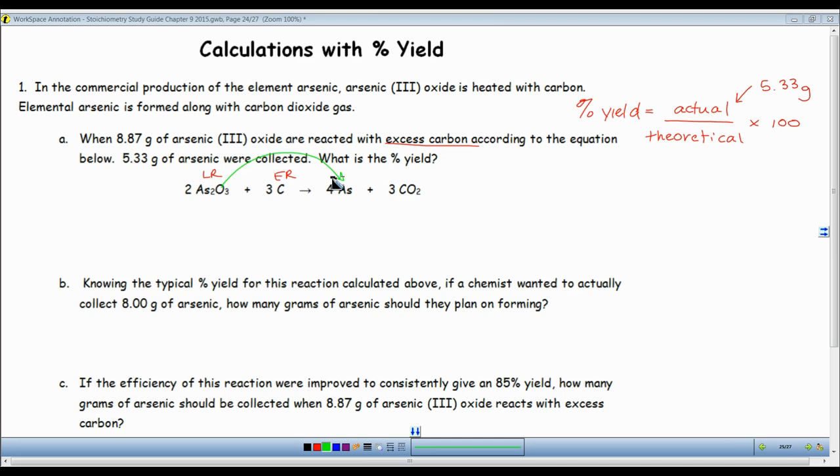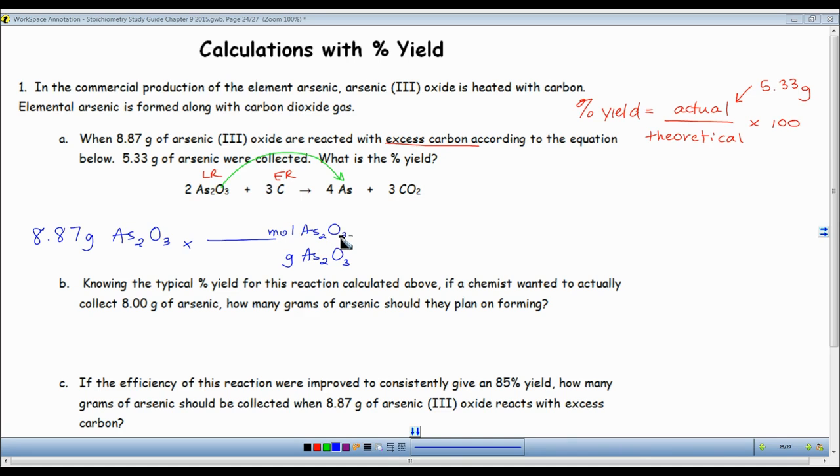All right, so all we have to do is a little stoichiometry. We're going to start with the 8.87 grams of arsenic oxide. And eventually I want to get over to the arsenic, but that's not going to happen in grams. So we got to cancel grams and switch it to moles of arsenic oxide.